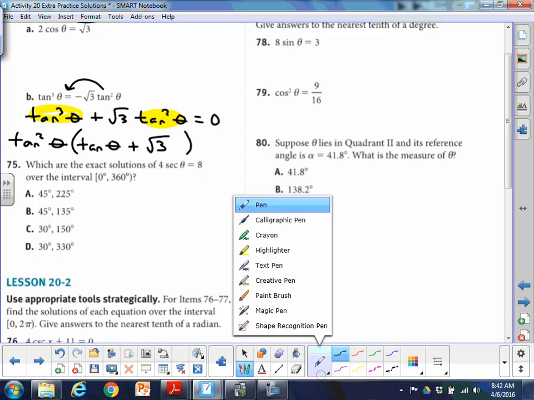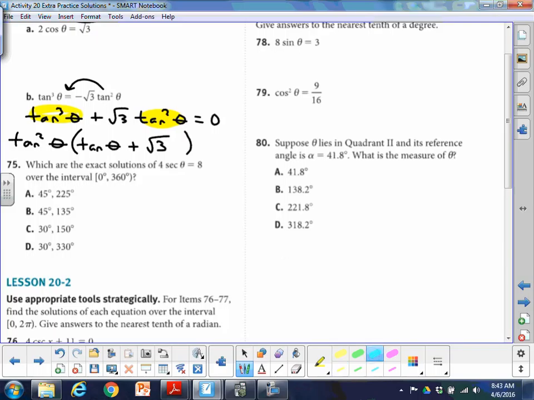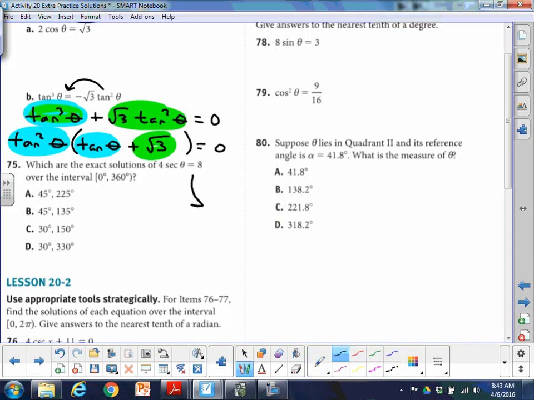So let's make sure we're clear on the factoring. It's probably been a little while. But notice this times this would get me that, right? And then tangent squared times root 3 would get me root 3 times tangent squared, right? So it's just some old algebra, factoring. Still equals 0 here, so let's finish this out.